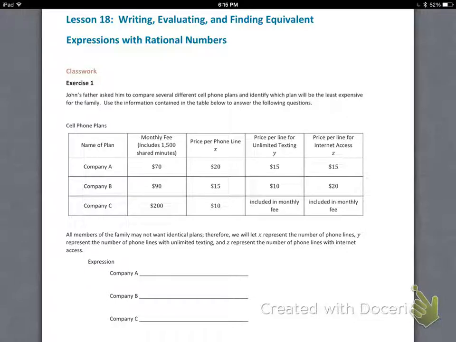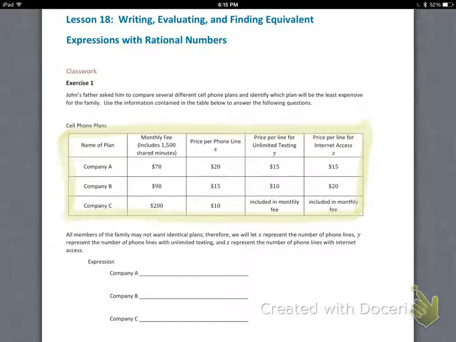Okay, so here we are at classwork, or exercise 1, and I'll read the problem for you here. John's father asked him to compare several different cell phone plans and identify which plan will be the least expensive for the family. Use the information contained in the table below to answer the following questions. So you're going to use all of this info in this table to answer a series of questions. So you're going to do some analysis.